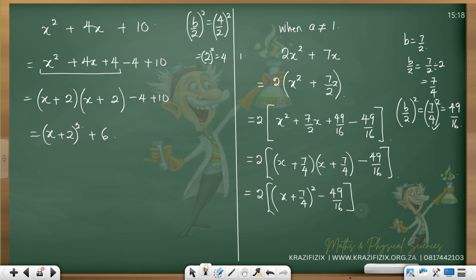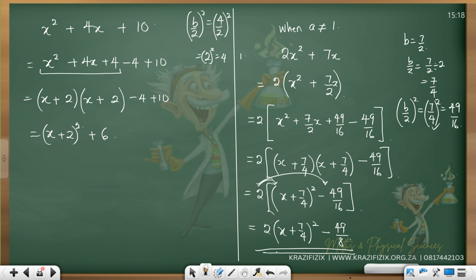All right, look at this point. I am now going to expand. Use the 2 to multiply that bracket, x plus 7 over 4 squared, minus. So I'm using the 2 to multiply this and using the 2 to multiply this. 49 over 16 times 2 would give us 49 over 8. You can confirm with your calculator. This is exactly the same as 2x squared plus 7x.